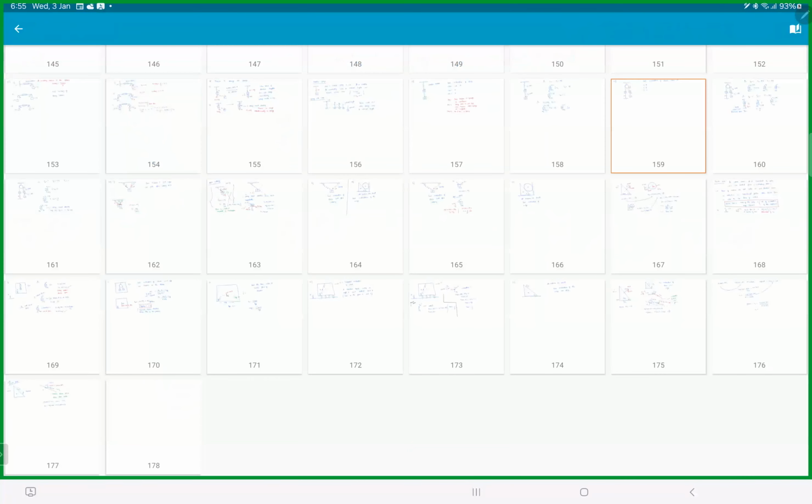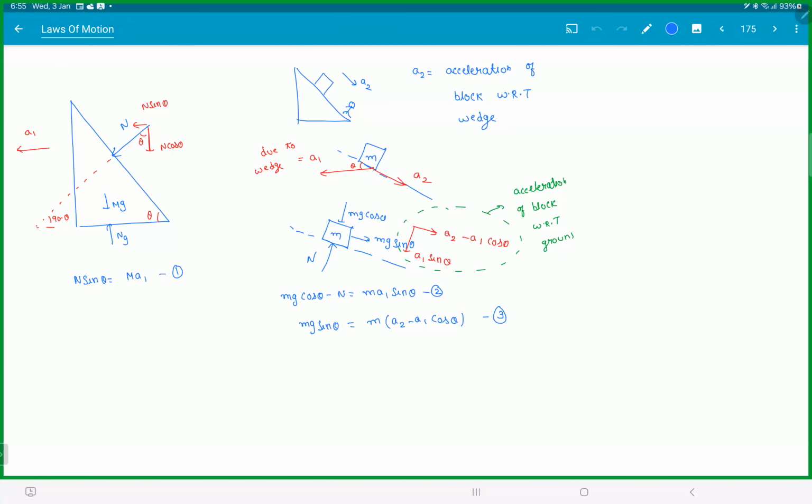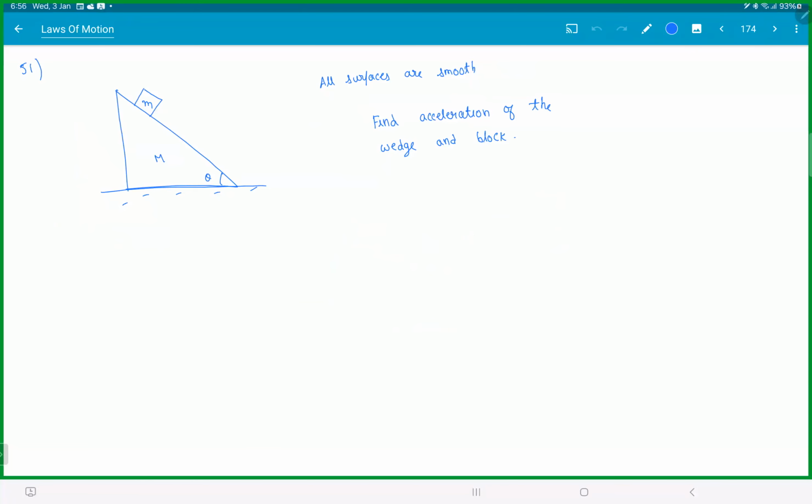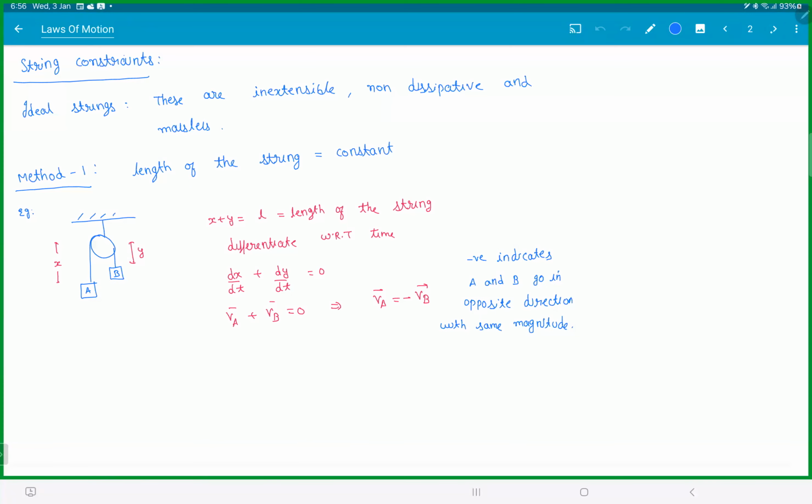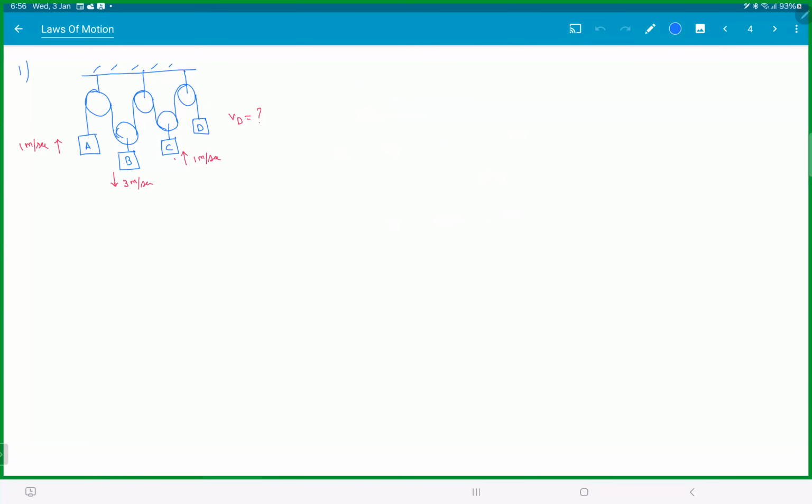We did almost 51 problems. The best thing would be to start going from the beginning. Wherever there's a theory, just go through the theory. And whenever there's a problem, just try to solve it on a rough paper. Take a rough paper, try to solve the question.